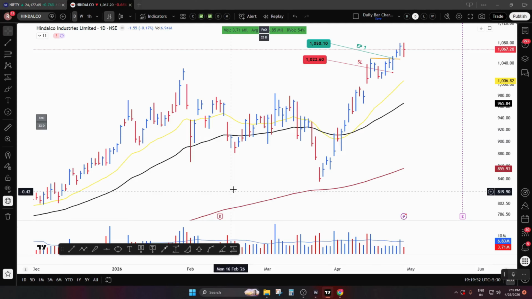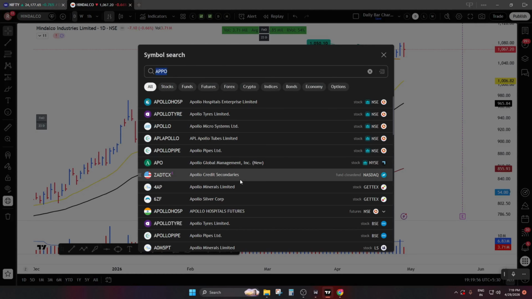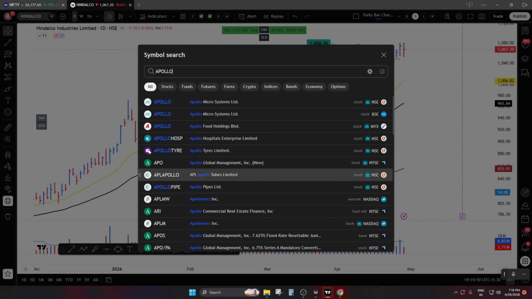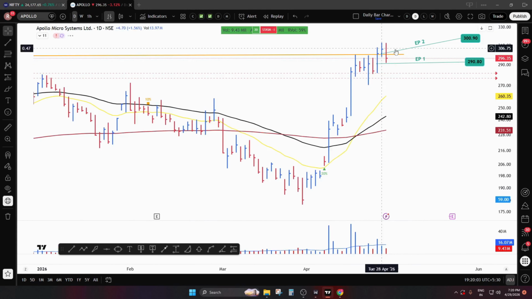Now my next 3 trades were interesting. I took Apollo. So far no loss, no gain. I think it's below my cost price. I was not getting follow through; I entered this stock on the 27th, day before yesterday, and no follow through.